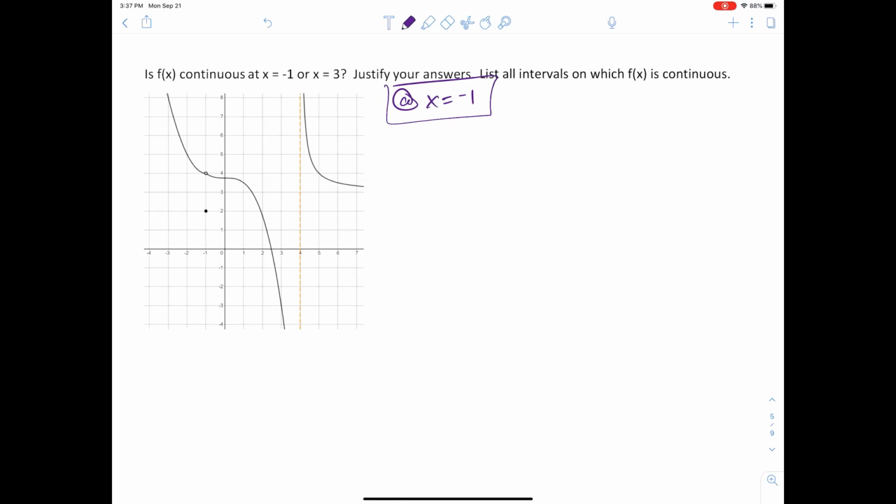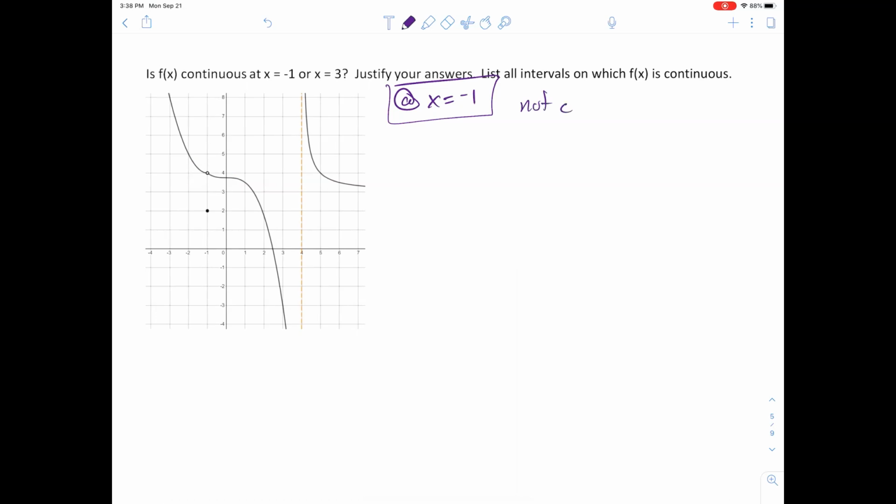So firstly, just by looking at it, do you think that that is continuous or not continuous? Well, I would have to pick up my pencil to draw that region. So I'm going to say it is not continuous. And I can say because.